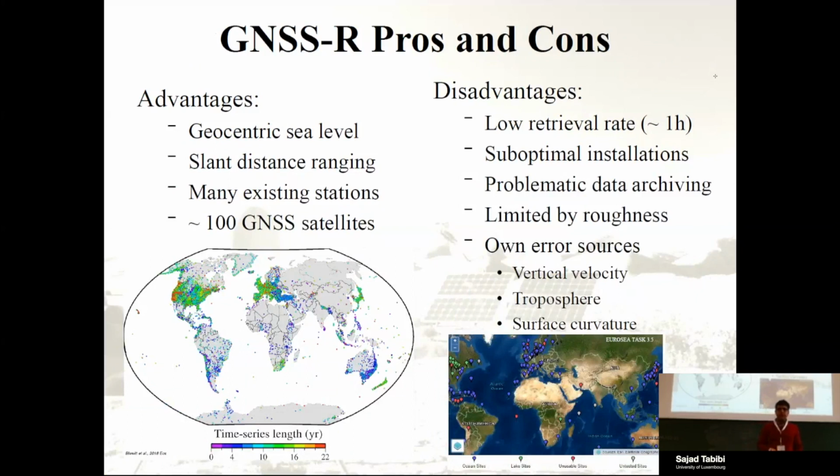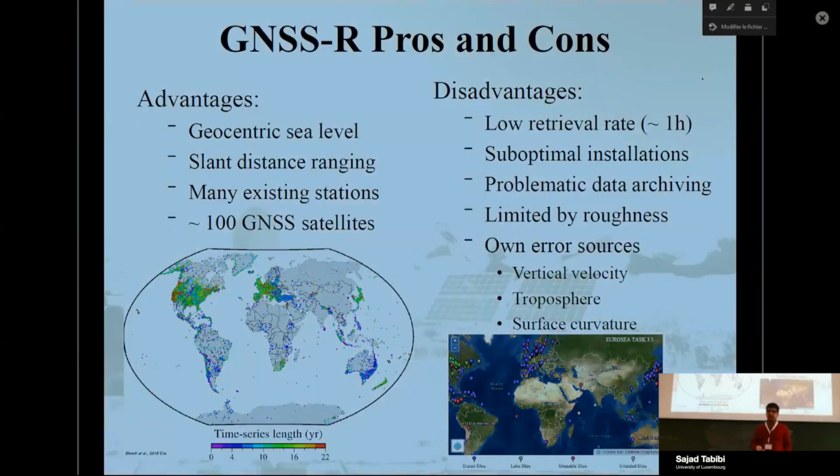It has some advantages, and these advantages, as you can see, the advantage is that there are thousands of GPS stations that the data is freely available, and we can have access to this data to process. This is the distribution of these sites, but it has some disadvantages where we have the vertical velocity, where the sea level is changing. Then we have troposphere, ionosphere, surface curvature of the Earth that is going to impact the signal, and also the low rate of the received signals.